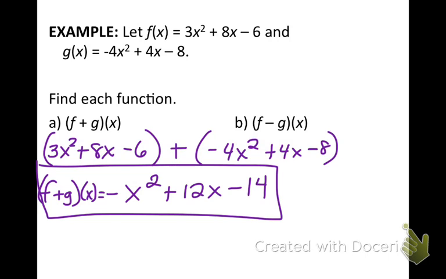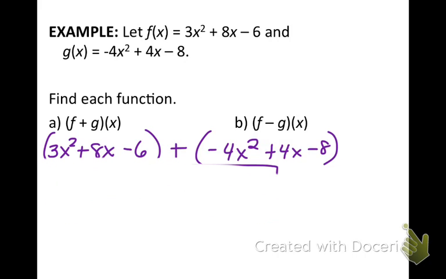Okay, so now let's do the same thing for subtracting. So instead of adding my two functions, we're going to subtract them for part B. Now again, it's up to you. If you want to mentally do the math of subtracting and you think you can subtract things correctly, feel free to do that. Me personally, I like to turn my subtraction into addition and then change the sign of everything in the second polynomial. So if I change this into a plus, then that's going to change into a positive, that's going to change into a negative, and that's going to change into a positive.